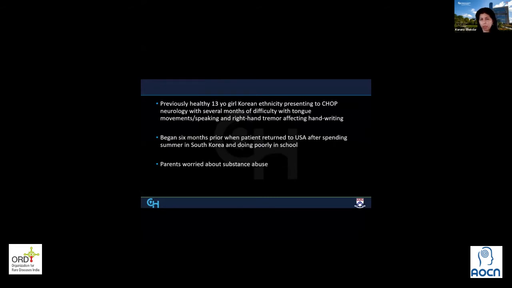Now, this next condition that I'm going to show you is a very interesting case. We are still dealing with the metabolic disorders. This was a 13-year-old girl of Korean ethnicity. She presented with several months of difficulty with tongue movements, tremor, which was affecting her writing. She was a good student, but she had been failing her exams, and grades were falling. And she had visited South Korea 6 months ago, and the parents actually were worried about substance abuse.